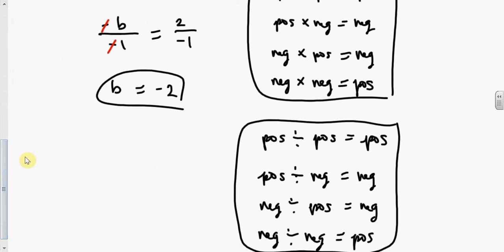Now where do you go with that? Well, check this out. If the signs are the same, you always get positive. Positive, positive, positive. Negative, negative, positive. If the signs are different, you always get negative. Just keep that in your head. Positive divided by negative is negative. Negative divided by positive is negative. So in dividing or in multiplying, if they are different signs, then the result is always negative. If they're the same signs, the result is always positive.